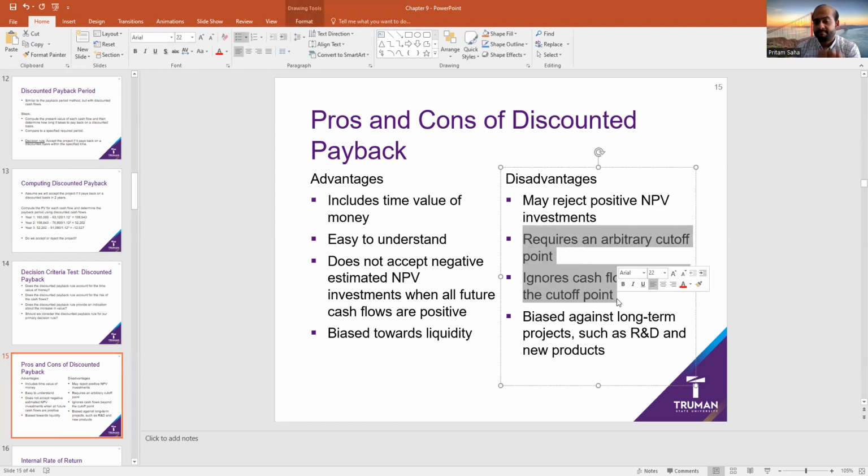Similar problem: it requires an arbitrary cutoff. It does not consider any cash flow after the cutoff.